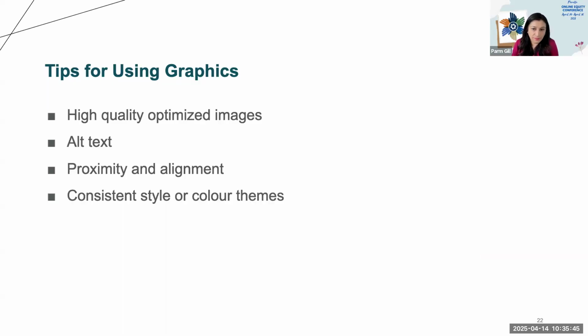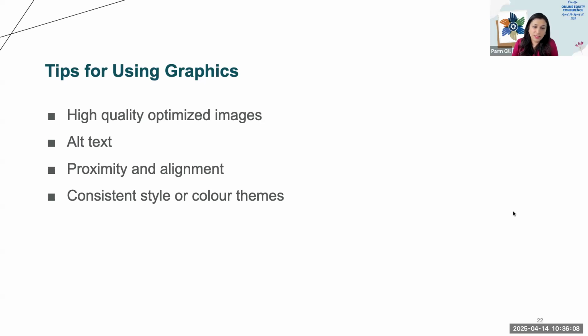So these are just some tips when you're using graphics. Make sure that you're using high quality and optimized images. We want to make sure our users can download these images quickly. Some of them are still using mobile devices. Bandwidth is still an issue in many parts of the world, so definitely consider optimizing that.